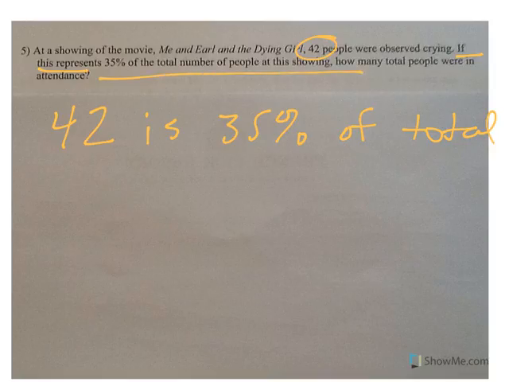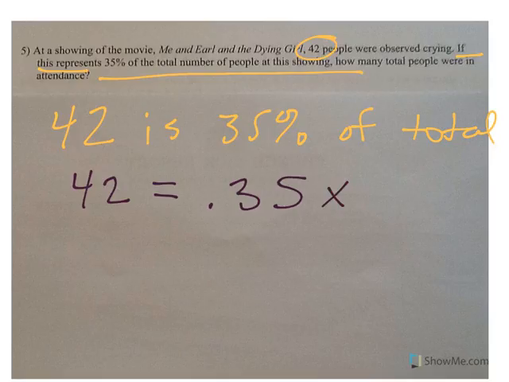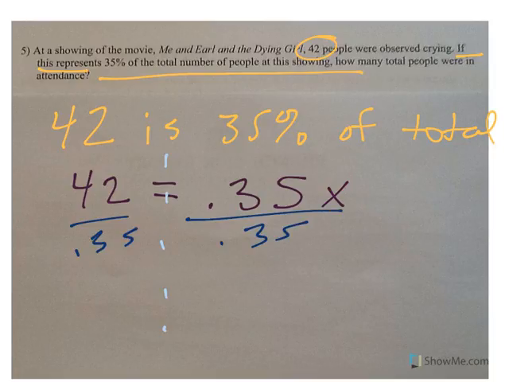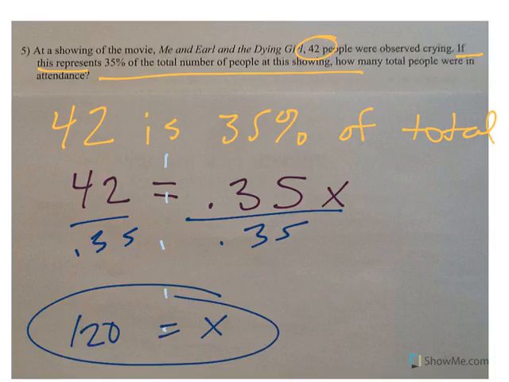So 42, if this is 35% of the total, what do we have? Well, 42 is 35% as a decimal times the total. The equal sign splits, divide both sides by 0.35, and I should have an answer of 120 people. So there were 120 people in attendance. 42 of them were crying because of this movie.